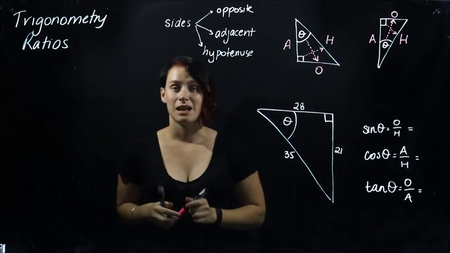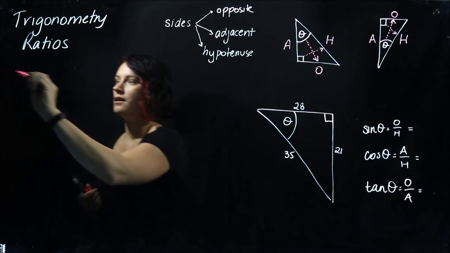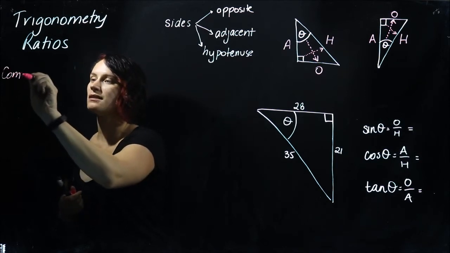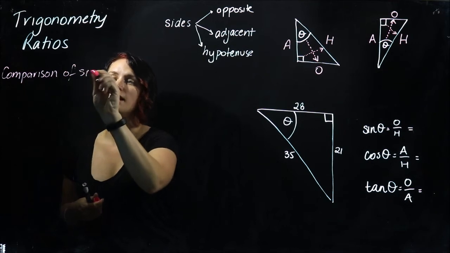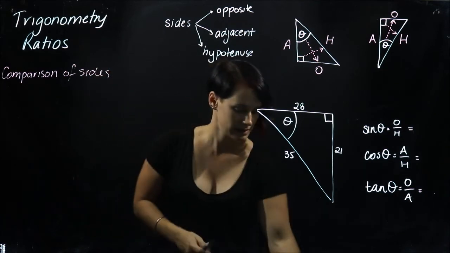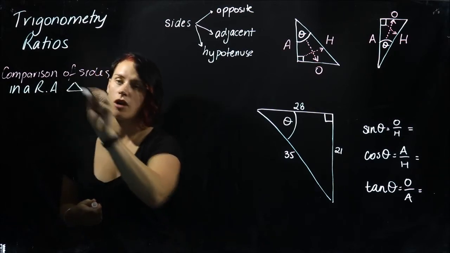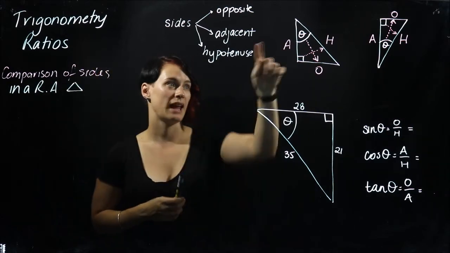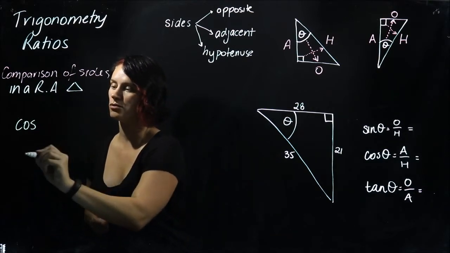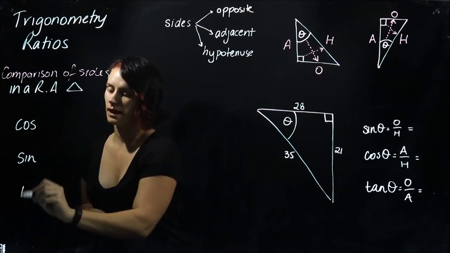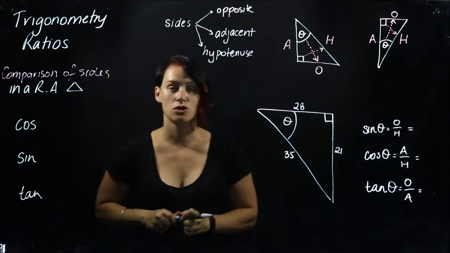Now, trigonometry ratios look at comparing all of those sides together. So they are a comparison, right? A comparison of the sides in a right angled triangle. It's a comparison of any of those three. And we have the three rules. We have our cosine rule, our sine rule, and our tan rule. Cos, sine, and tan, that's how we like to say them to shorten them.